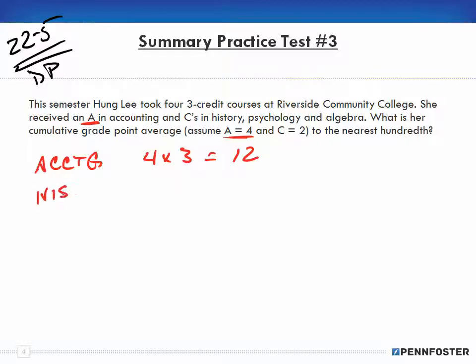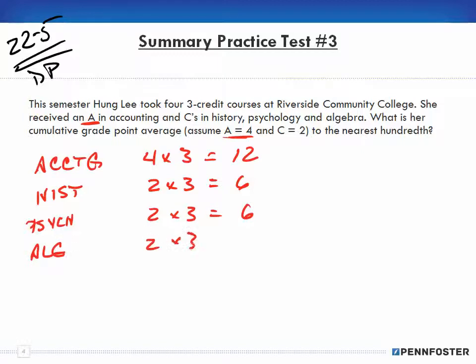History received the C, right? So that's 2 points times the 3 credit hours is 6. Psych received the C, so that's 2 points times 3, that's 6. And for algebra, 2 points times 3, and that's also 6. Okay, so we add those all up. 18 and 12 is 30.